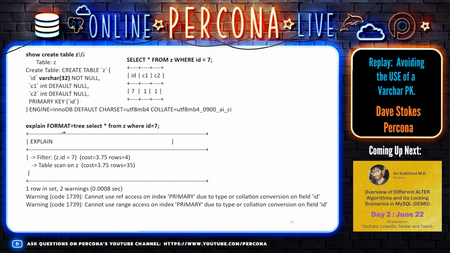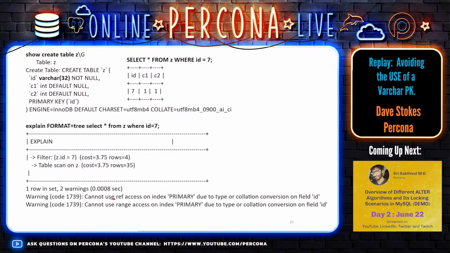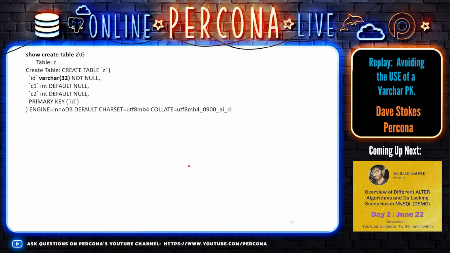Now in this example where I run explain format equals tree, it tells us it has to do a table scan. So as that table gets bigger and bigger, that scan takes longer and longer. And notice down here, it says cannot use access references ID equals 7 on index primary due to type or collation conversion on field ID. So you'd have to do your own conversion if you want to match up. And cannot use range access on index primary due to type or collation of index field. So there are ways around this, but they're messy and they're hard. This would be a good case where you have that varchar field actually turned into a secondary index.